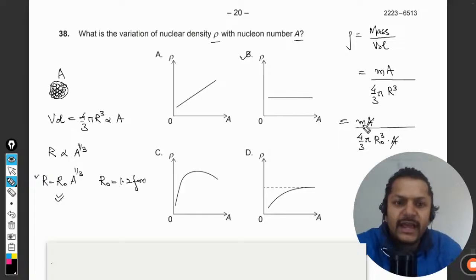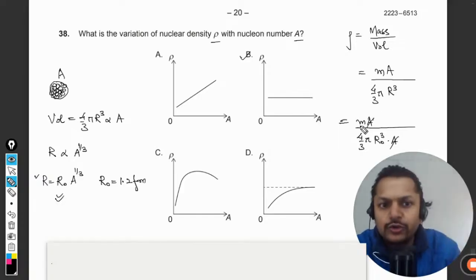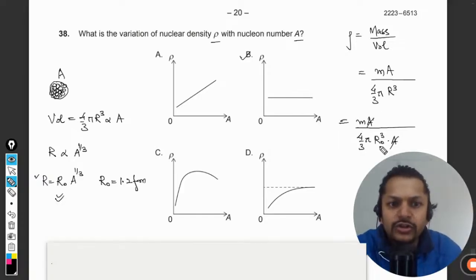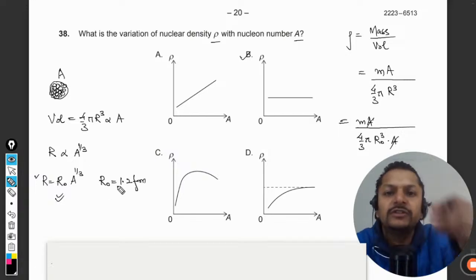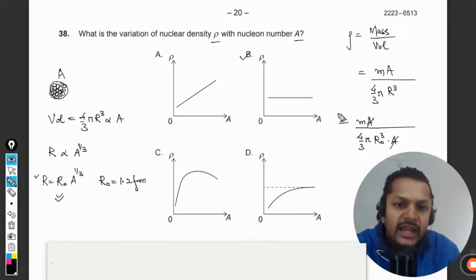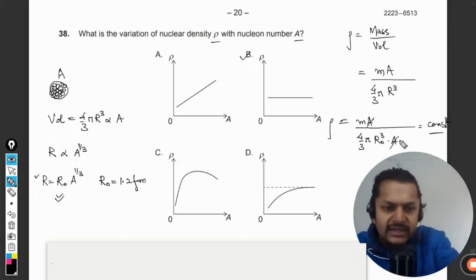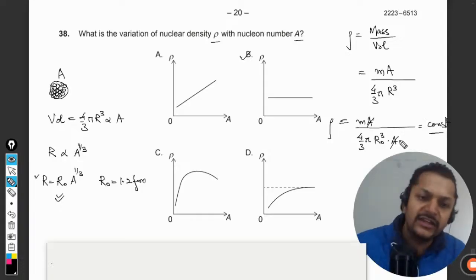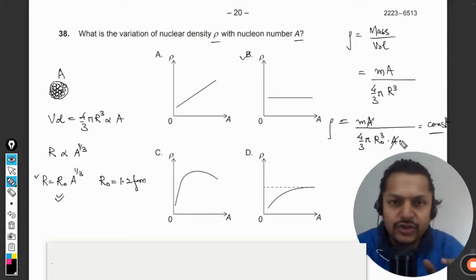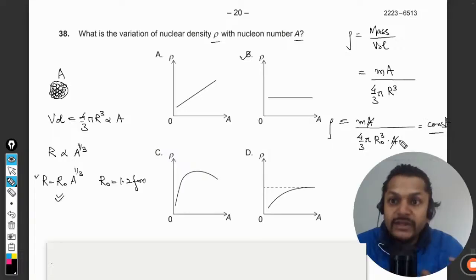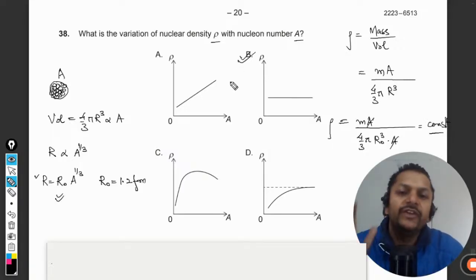You see, what is this M? M is the mass of proton or the neutron. 4 by 3 pi is constant. R naught is also having a constant value, that is 1.2 Fermi meter. It means that the density of the nucleus is equal to some constant value, which I'm not writing here. The only thing is that the density of all of the nuclei will be same. It does not change. It remains the same. Hence, the answer will be B.